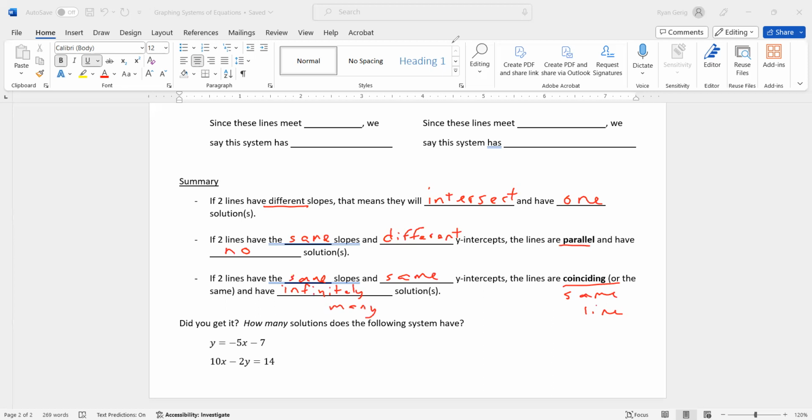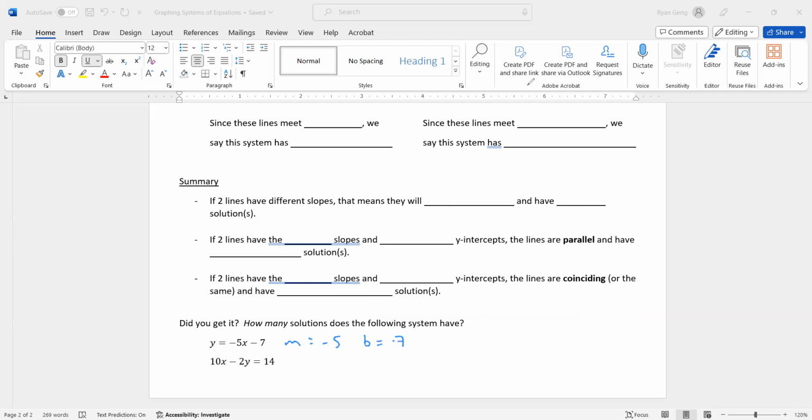And to see if you understand this idea, we're going to look at the last question here. How many solutions does this system have? The three choices are one solution, no solutions, or infinitely many solutions. And we can tell without graphing if we just look at their slopes. And then if their slopes are the same, we look at their y-intercepts. So the first one, the slope should be pretty easy to spot. It's -5. The y-intercept, since it's already there, I'm going to write it. It's -7.